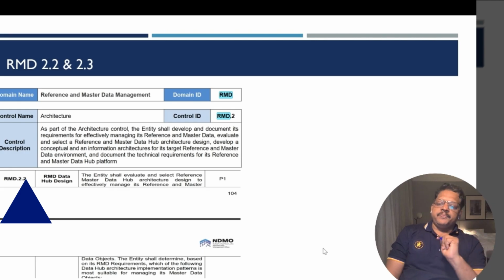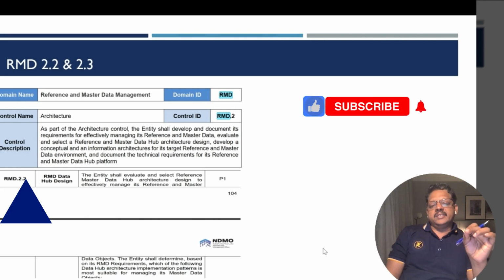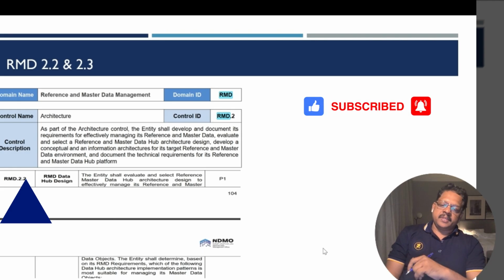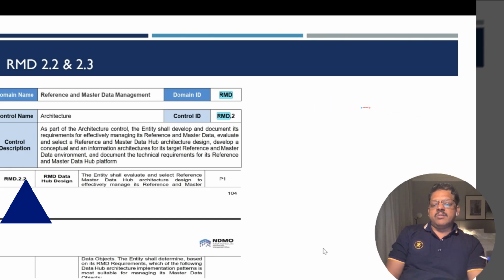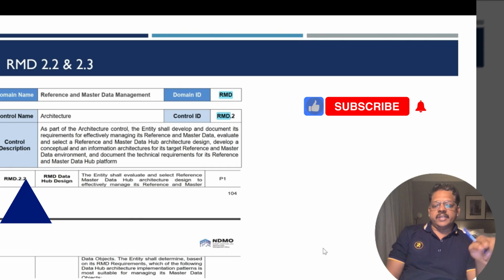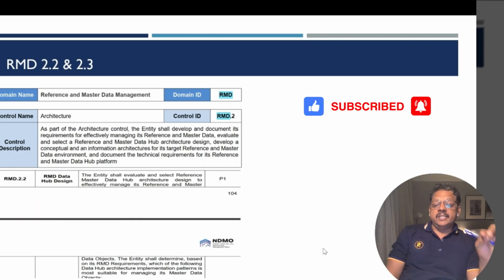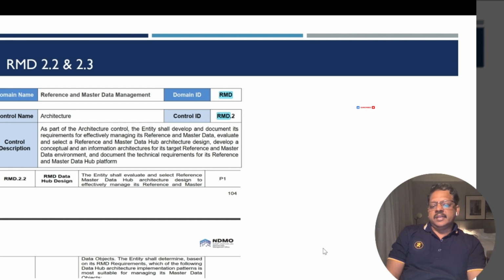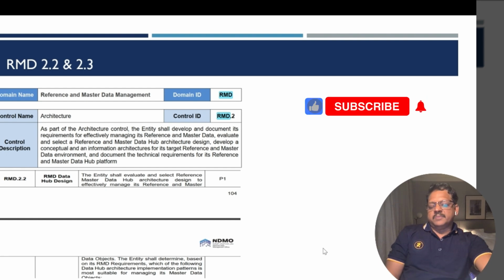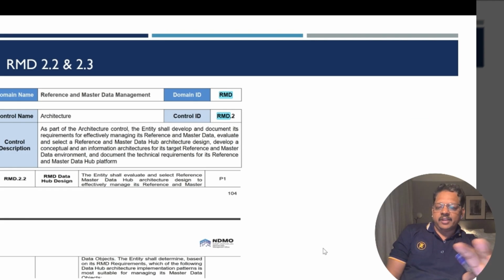Under RMD 2.2, the RMD hub design, the entity shall evaluate and select the reference and master data hub architecture design to effectively manage its reference and master data objects. The entity shall determine, based on its RMD requirements, which of the following data hub architecture implementation patterns is most suitable for managing its master data objects. So it's basically identifying and evaluating the right master data hub architecture suitable for the entity.